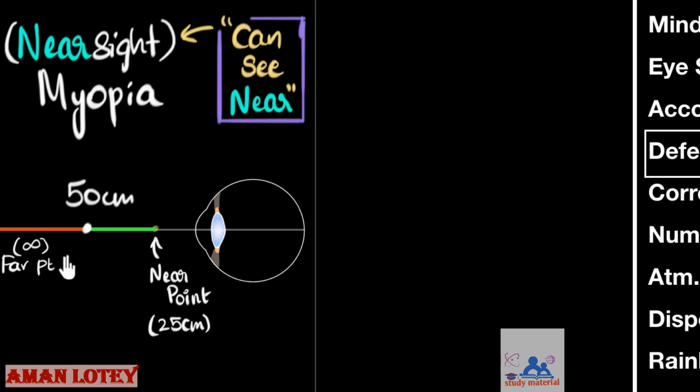So this means for this person, 50 centimeter is the farthest that person can see. So you see, that person's far point is not infinity. That person's far point is 50 centimeters. So you see, for a myopic eye, the far point is not infinity. The far point gets shifted.